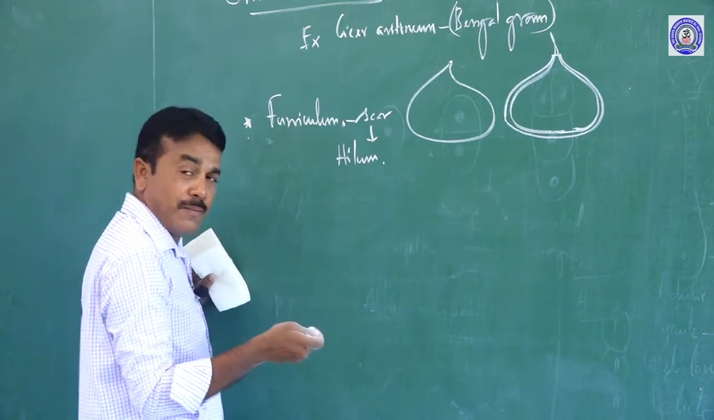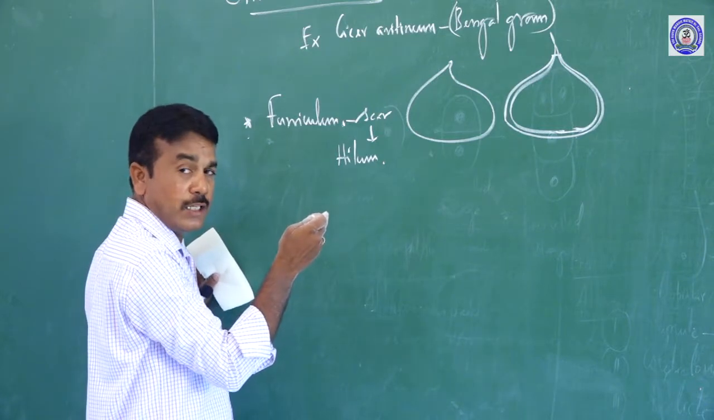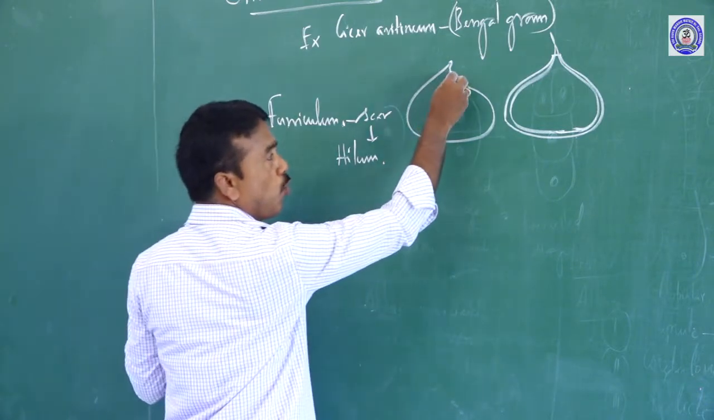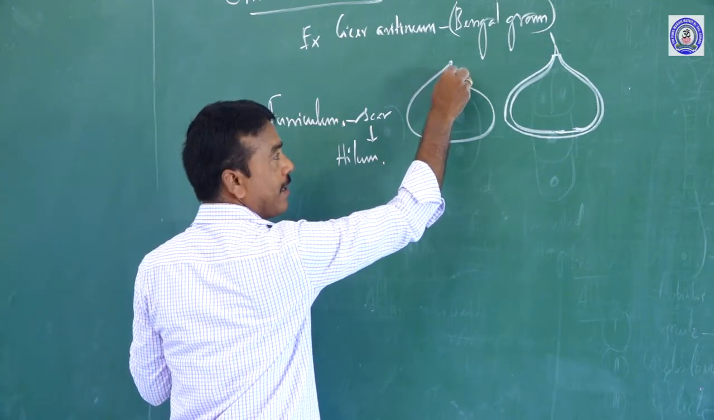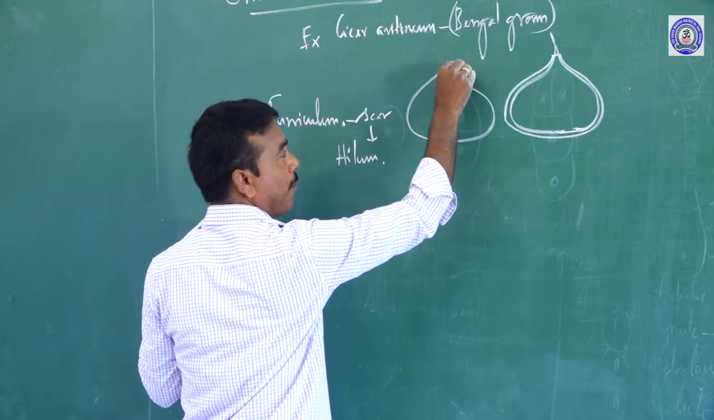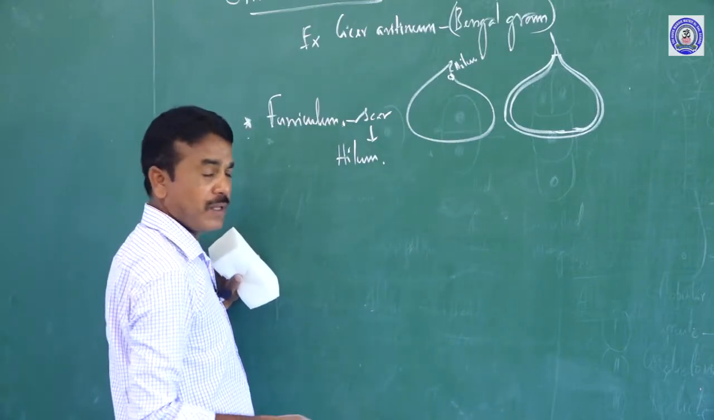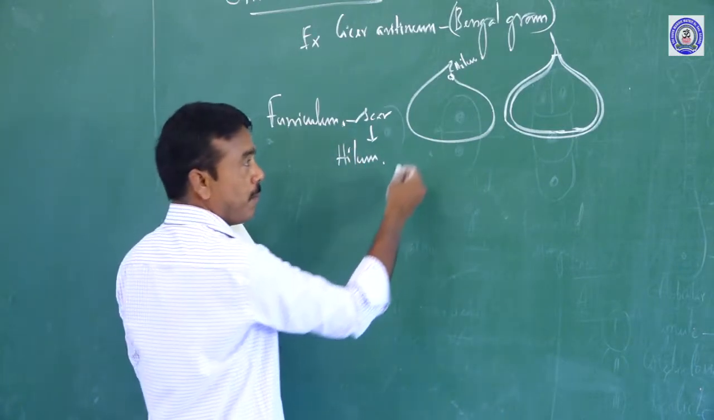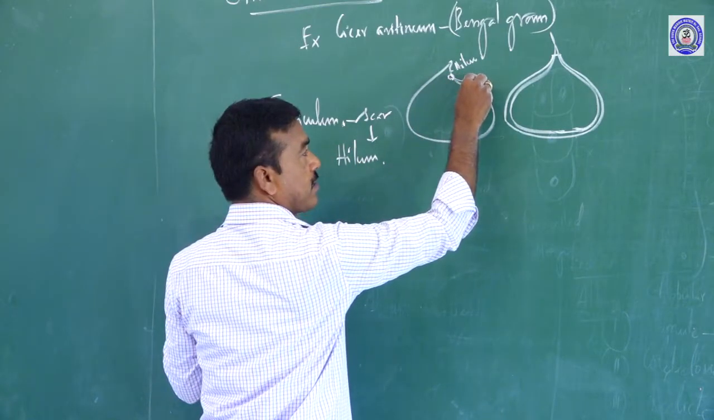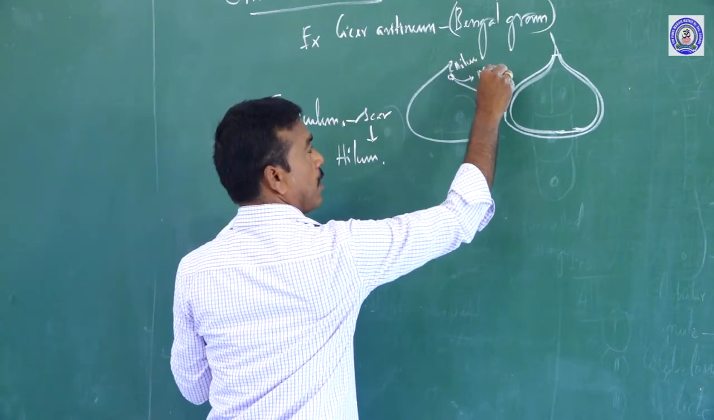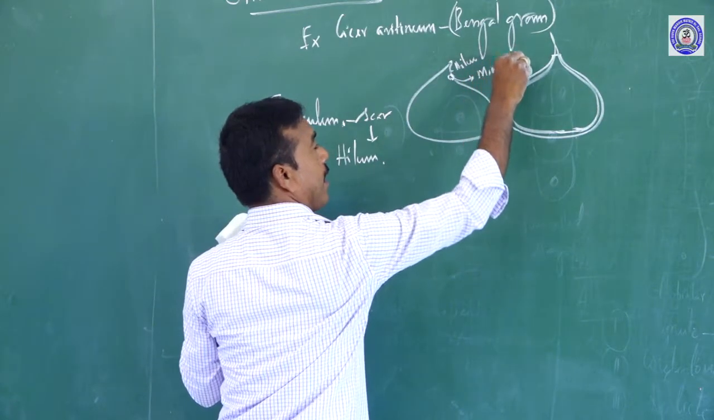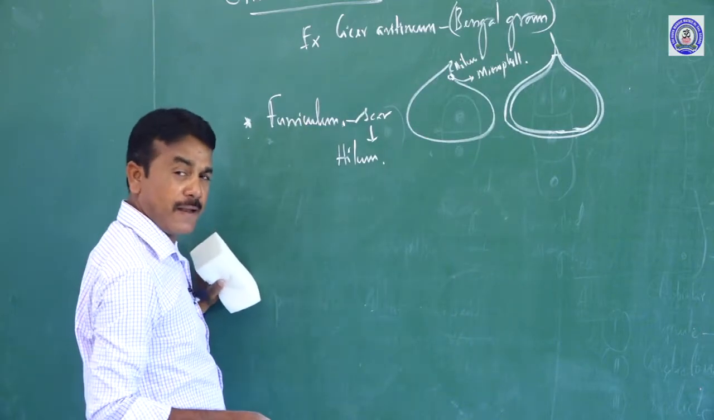Next to the hilum, in a seed, there is a small opening. This is commonly called the hilum. This is a small opening present next to the hilum. That small opening is commonly called the micropyle.